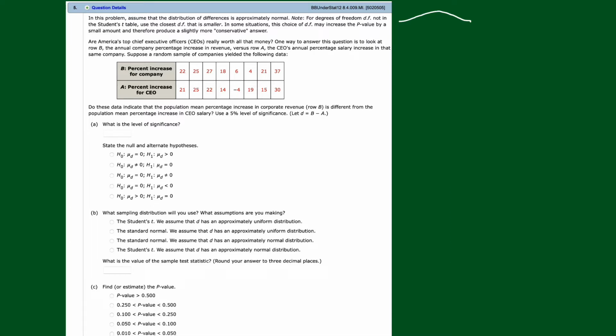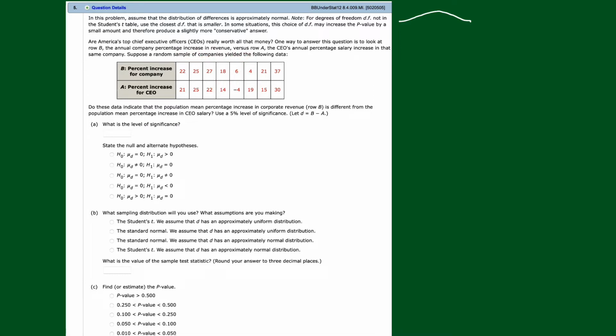Now, anyway, let's go down here. What have we got? Here's the question. Are America's top chief executives, CEOs, really worth all that money? One way to answer this question is to look at row B, the company's annual percentage increase in revenue, versus row A, the CEO's annual percentage salary increase at that same company. Here is the percent increase for the CEO. Here's the percent increase for the company. Now, here's the question. Suppose a random sample of companies yield the following data.